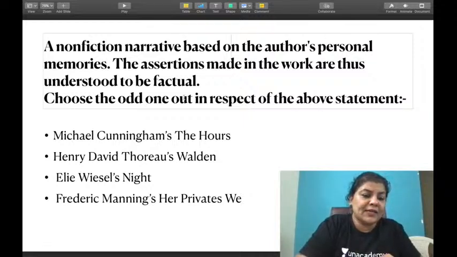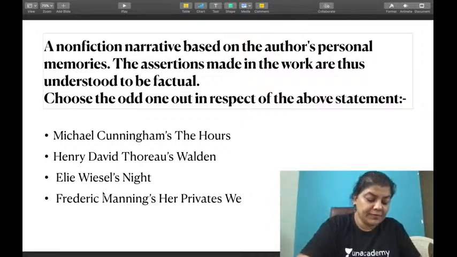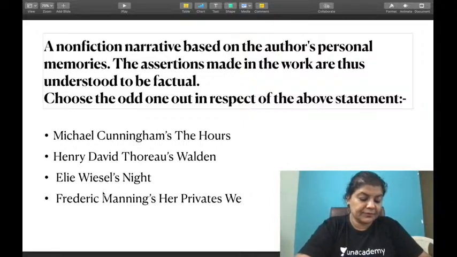Assertions made in the work are factual. Which is the odd one out? Which of the following is not a memoir? This is also easy. Which of the following is not a memoir? It is, of course, Michael Cunningham's The Hours. Michael Cunningham's The Hours is based on Mrs. Dalloway. It is not a memoir.